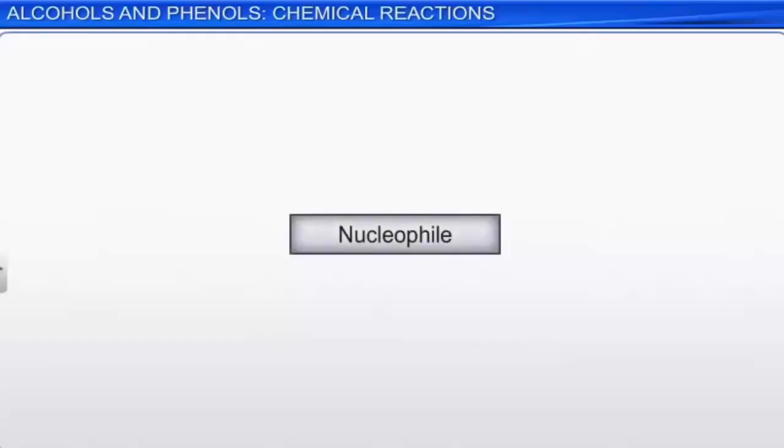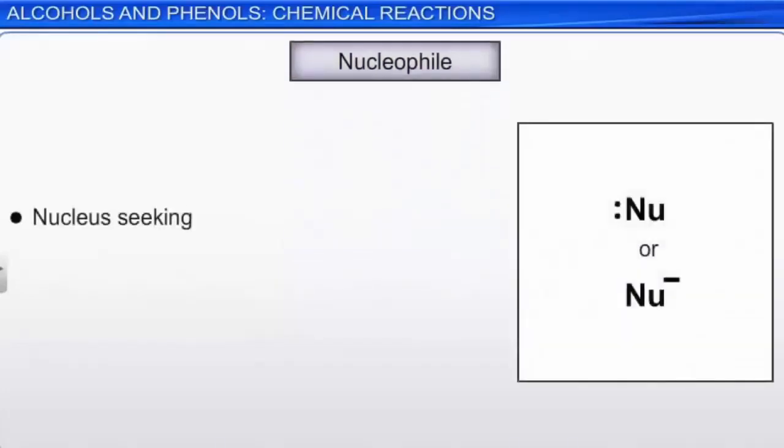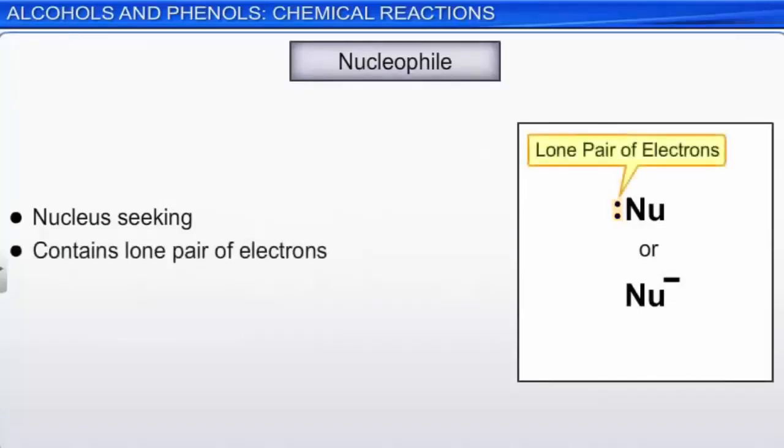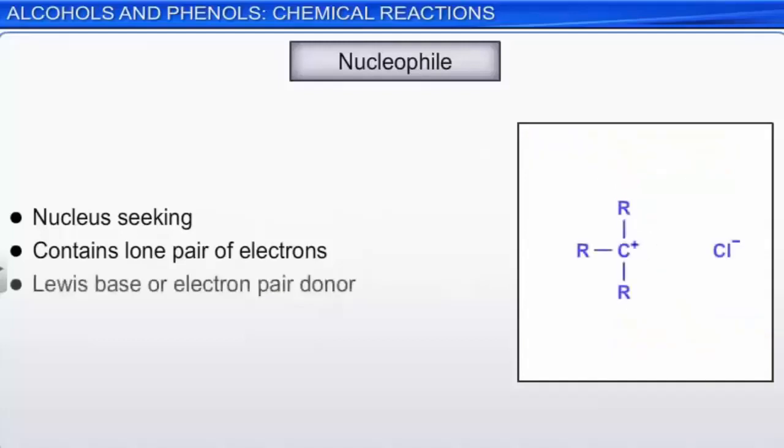We'll start with the term nucleophile. The word nucleophile means nucleus seeking. A nucleophile typically has a lone pair of electrons or negative charge that it can use to make a covalent bond. A nucleophile can be described as a Lewis base or an electron pair donor. The chloride ion shown here is an example of a nucleophile.